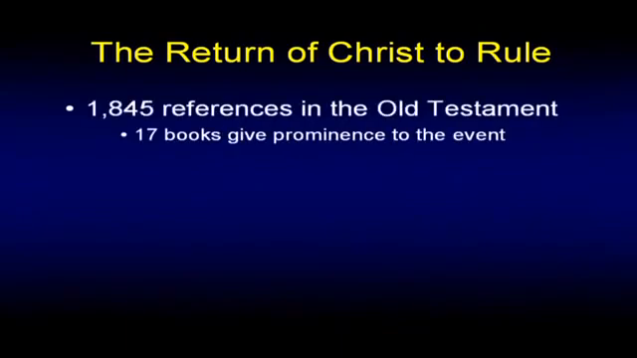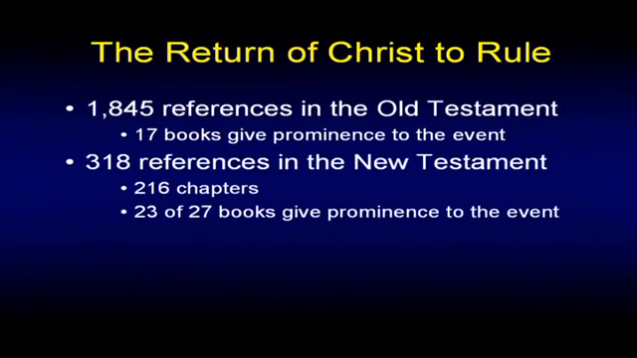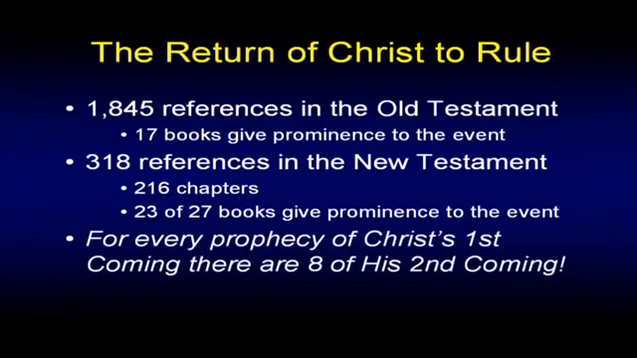You need to understand it and be able to do it yourself. The return of Christ to rule. Almost 2,000 references in the Old Testament, 17 books give promise to the event, 318 references in the New Testament. It's emphasized everywhere. For every prophecy of Christ's first coming, there are about 7 or 8 of his second coming. They're going to happen with the same precision that the first ones did.